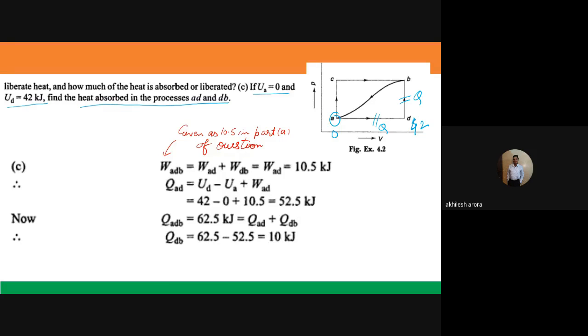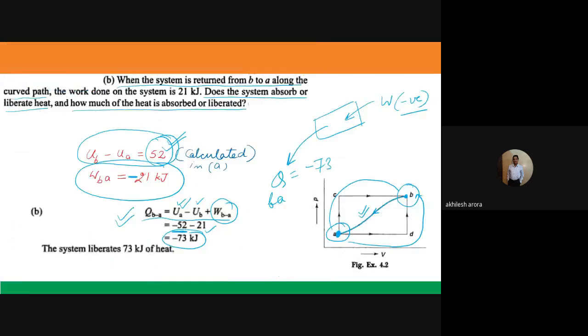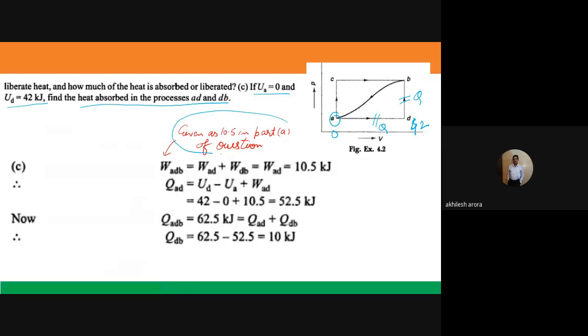Now if you see the initial question for the process ADB, the value of work was given to us as 10.5. So this is already known to us. WADB is actually dependent upon two processes which are shown here: one is AD and the other is DB. So we can calculate the total work by adding the work of these two processes.